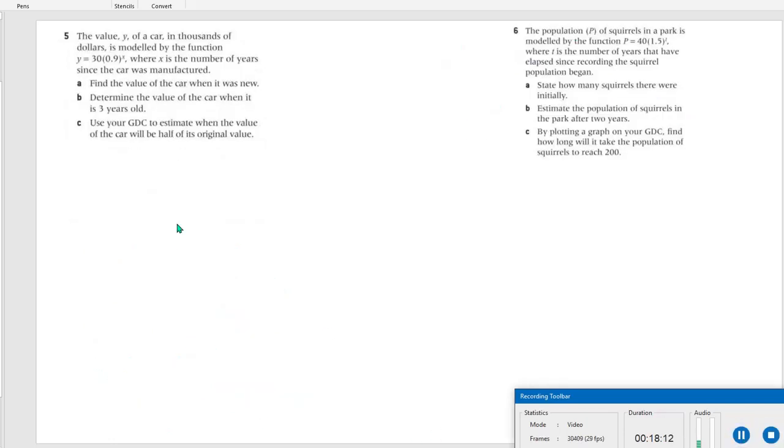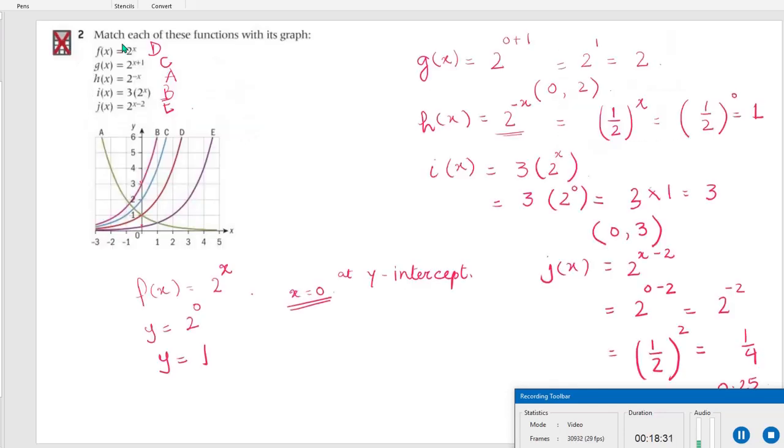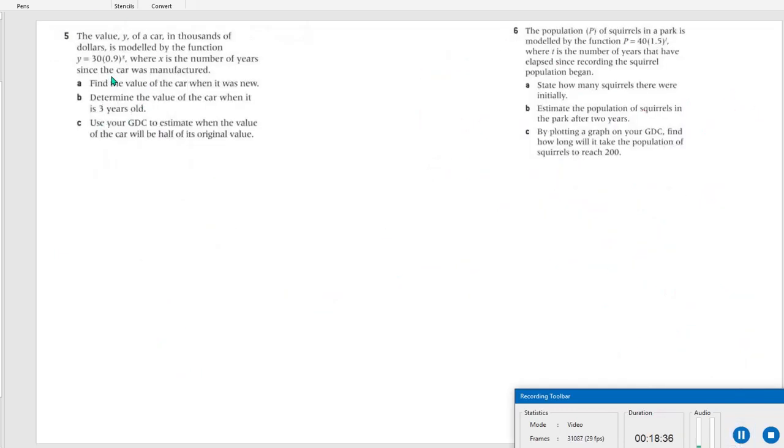I would just briefly explain question number 5 and 6. The value y of a car in thousands of dollars is modeled by the function y is equal to 30 times 0.9 to the power x, where x is the number of years since the car was manufactured. Remember, if this number is less than 1, it means it is an exponential decay. And because we are checking the value of a car, each subsequent year the value of the car will go down.